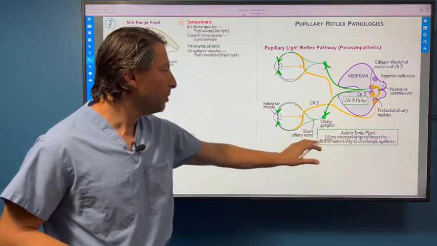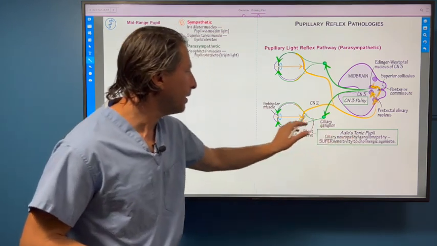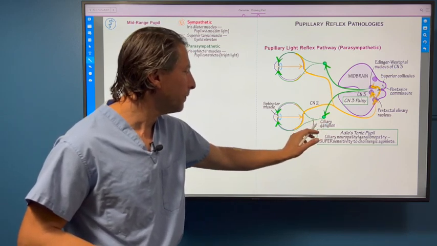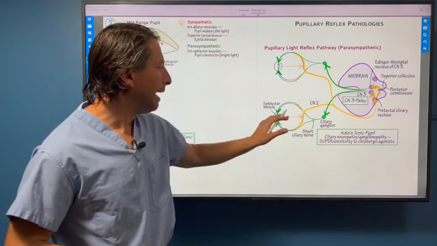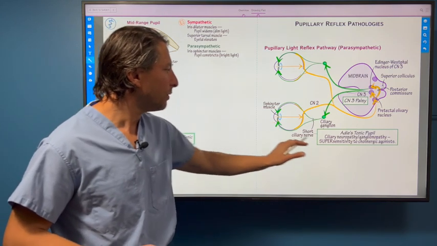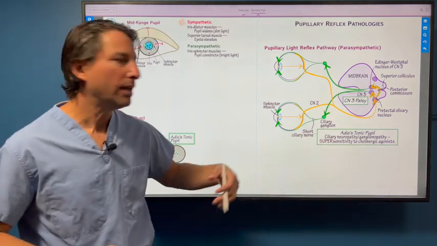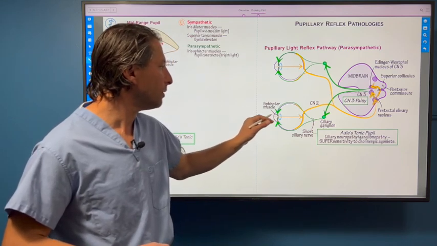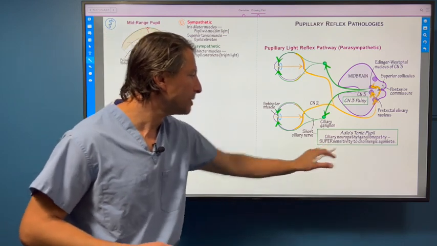In an Adie's tonic pupil, there's a ciliary neuropathy or a ganglionopathy. So this portion of the system is aberrant, is abnormal. When this portion is abnormal, then there's going to be hyperreactivity in this sphincter muscle here. So there's going to be supersensitivity to cholinergic agonists. So if we use drops and we drop it into the pupil here, we're going to see hypersensitivity.